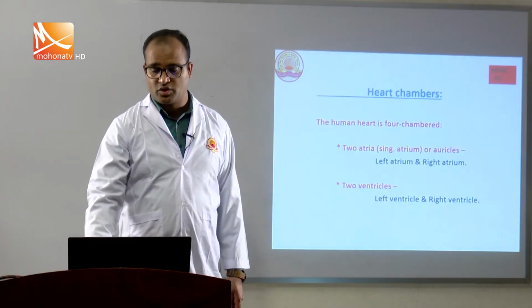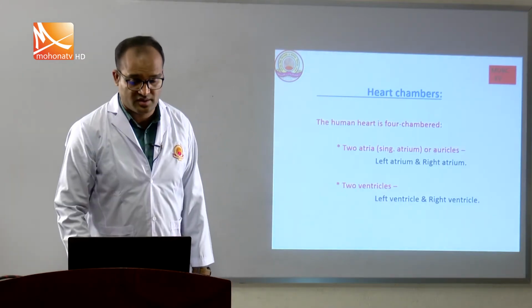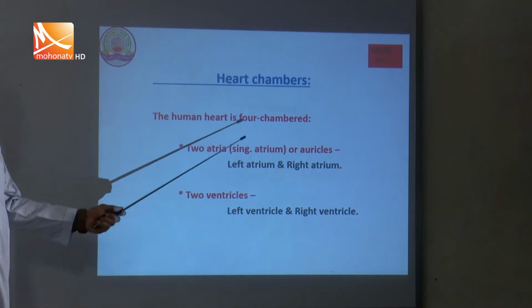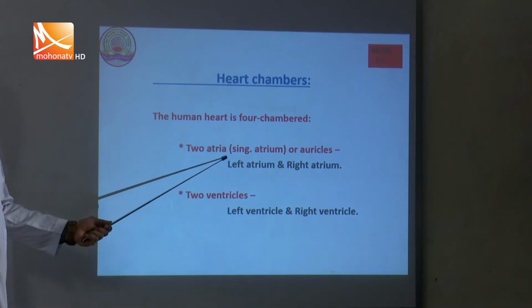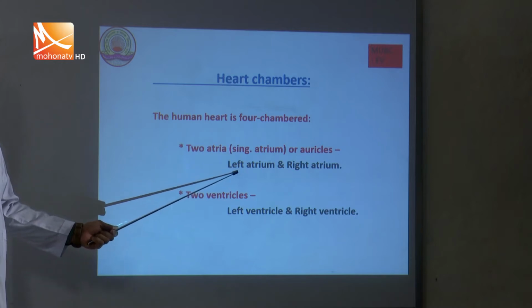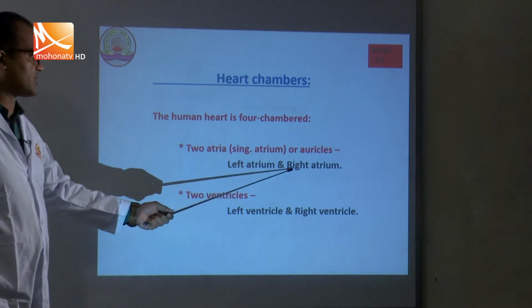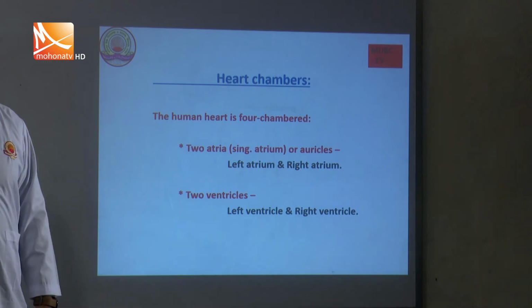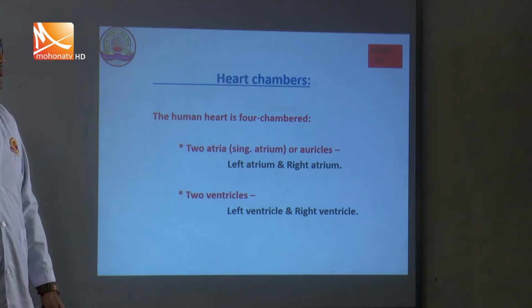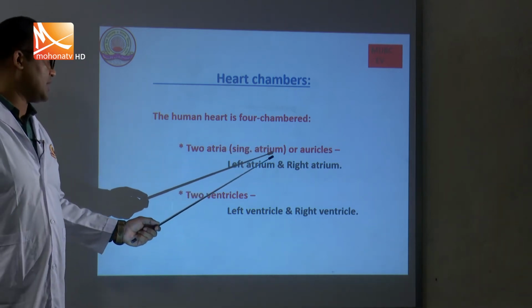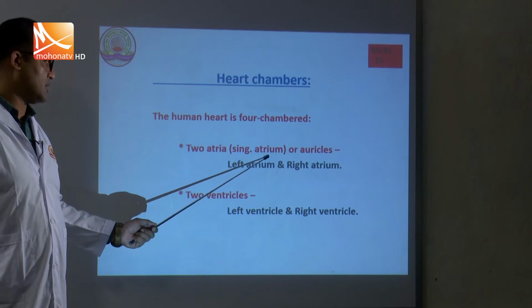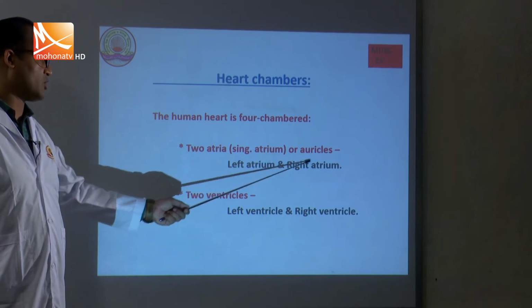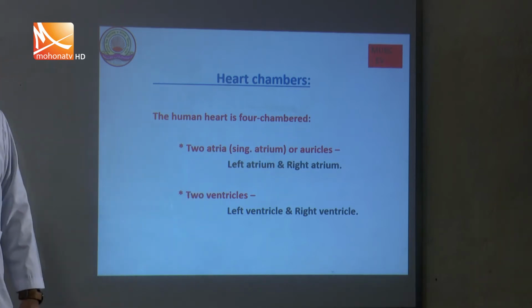Now, we show the chambers of the human heart. The human heart is four-chambered: two atria and two ventricles. Atria are of two types: number one is the left atrium and number two is the right atrium. Ventricles are also of two types, the left ventricle and the right ventricle. The singular of atria is atrium, and the plural is auricles.